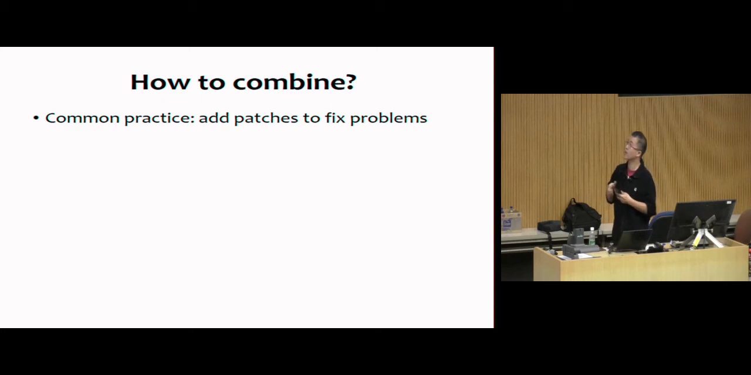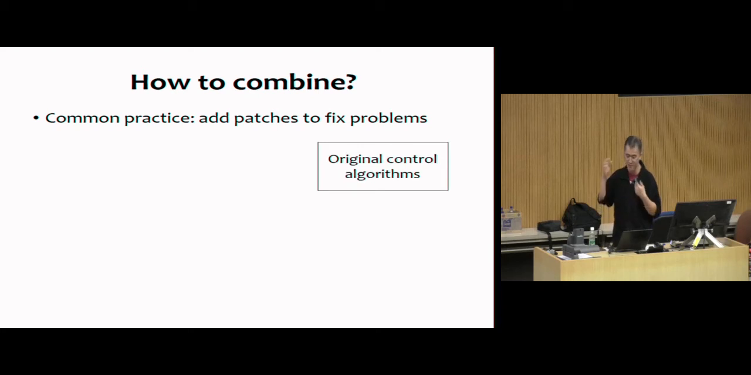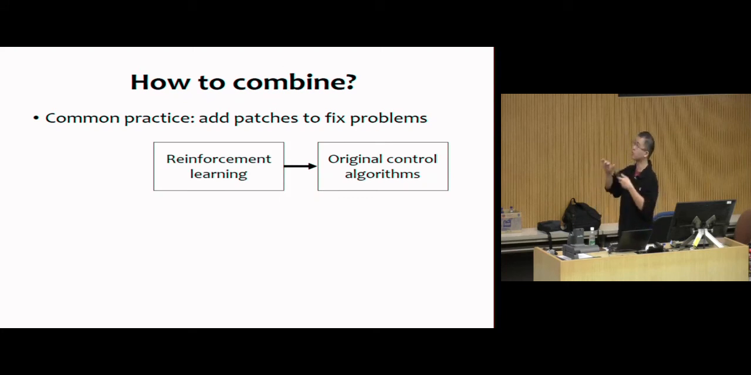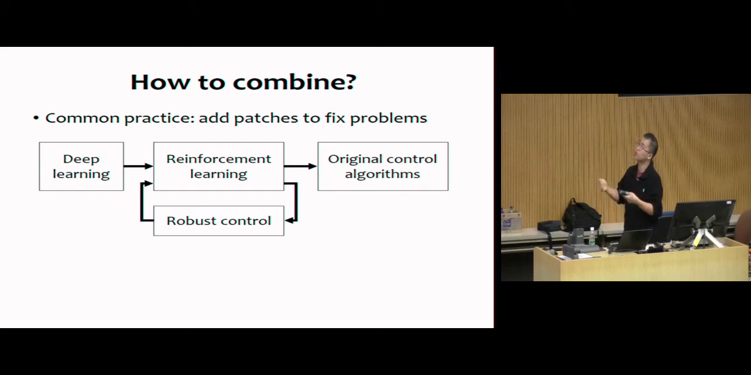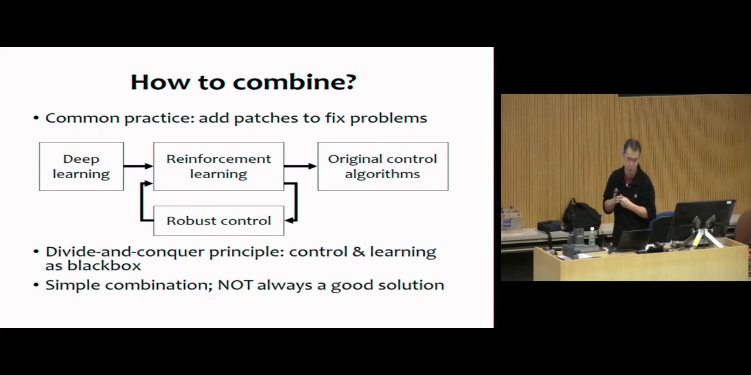So there are many ways to do that. Okay, so the trivial way is that we just consider control and learning as black boxes. For example, I have some original control algorithms. Okay, it is not intelligent enough. I can add some RL algorithms to provide a high-level policy. These RL algorithms may use some deep learning to, for example, extract features from the images and so on and so forth. Okay, the RL is not stable, so then we can add some robust control, and there is some recent work that improves the RL procedure to make it stable. As you can see, this kind of black box principle is very convenient. However, it is not always a good solution. Okay, and sometimes it will fail, and most of the time it will fail.